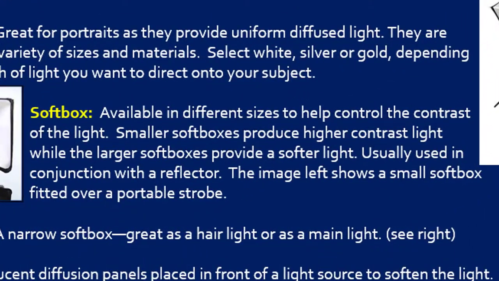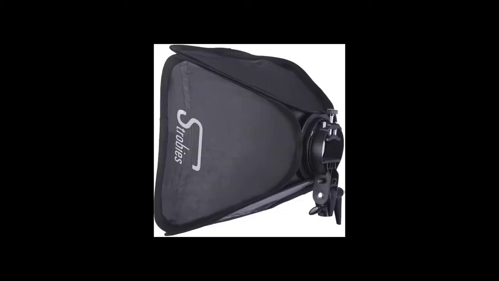The next lighting modifier on our list is the softbox. Now, softboxes come in all kinds of shapes and sizes. You can get softboxes for your portable flash all the way to huge softboxes for your studio flash. Generally, softboxes are made, again, to create a very soft quality of light. And the larger the light source, the softer the quality of light. So it's kind of interesting.